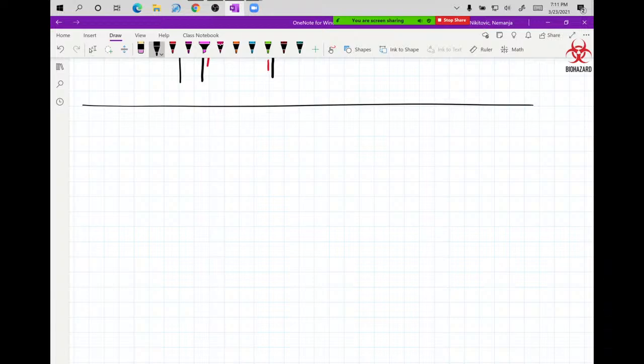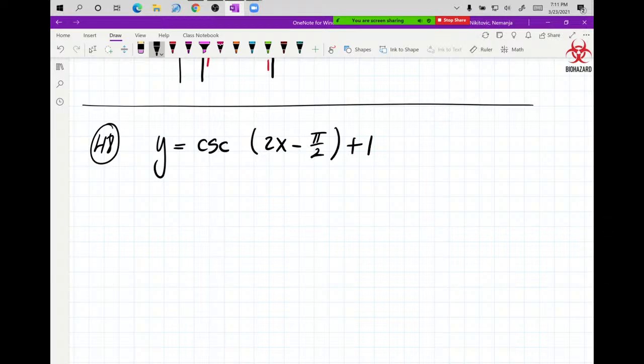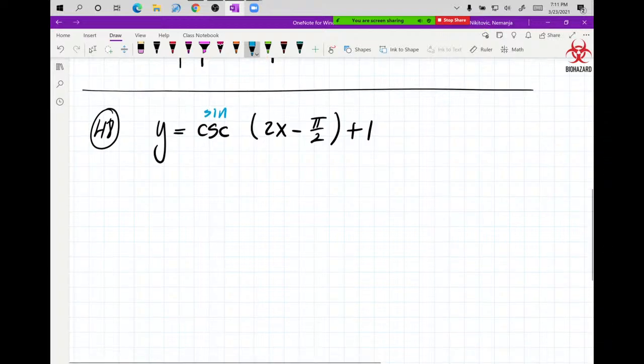And I would like to see something, oh, here, perfect, something spicier. So 48 has a spicier problem. Y equal to cosecant of 2x minus pi over 2 plus 1. So that's problem 48. I'm going to graph sine because cosecant is 1 over sine. Sine is easy to graph. I know how to graph sine. So graph sine and then just flip it inside out.